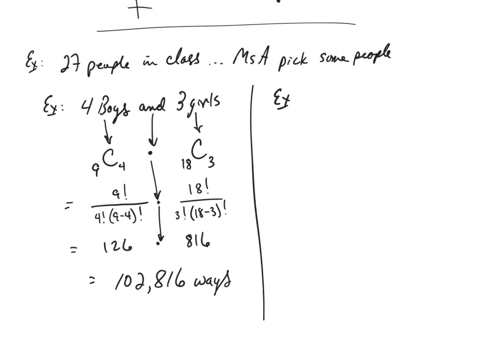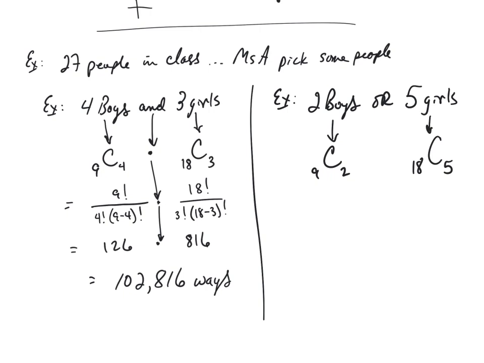And then on the same page, let's do another example. Let's calculate the number of ways Miss Anderson could choose 2 boys or 5 girls. All right? So the idea is going to be the same. Order still doesn't matter. So from the 9 boys in class, Miss Anderson's going to pick 2. From the 18 girls in class, Miss Anderson's going to pick 5. But what happens when we have the linking or connecting word or? We're going to then add the results.